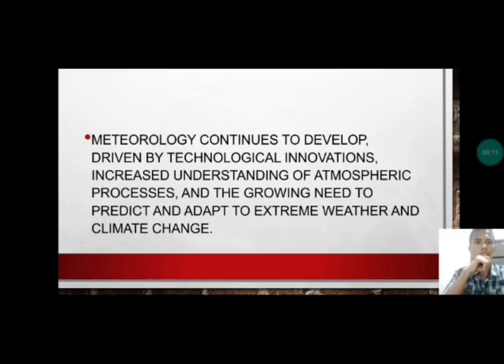Meteorology continues to develop, driven by technological innovation, increased understanding of atmospheric processes, and the growing need to predict and adapt to extreme weather and climate change.